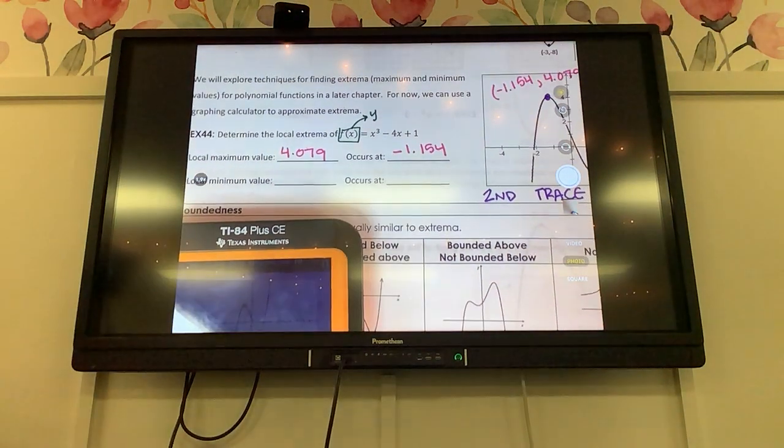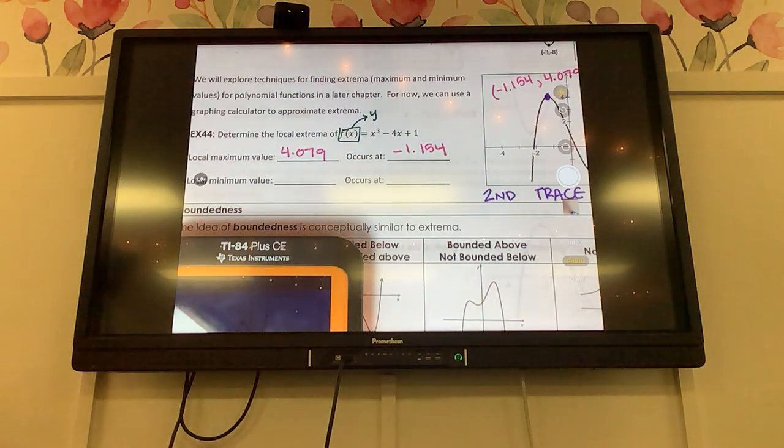Has anybody worked ahead and gotten the minimum? Can you fix my calculator? It's in a different language. I always forget where the language button is. English.